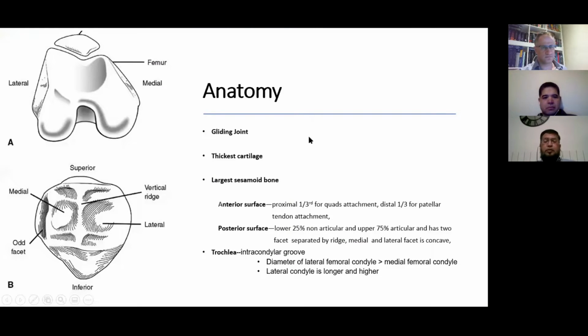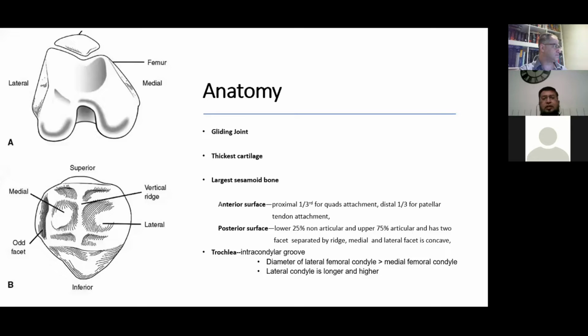Regarding anatomy, the patellofemoral joint consists of the articular surface of the patella and the articular surface of the trochlea. It is a gliding joint, and the patella has the thickest cartilage in the body, and it is the largest sesamoid bone. It has two surfaces, anterior and posterior. The anterior surface gives attachment to the quadriceps tendon proximally and the patellar tendon distally, while on the posterior surface, the distal 1/3 or 25% is non-articular, and the proximal 2/3 is articular.